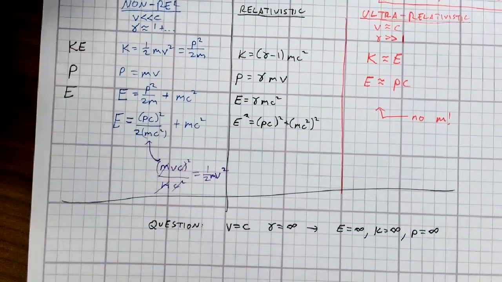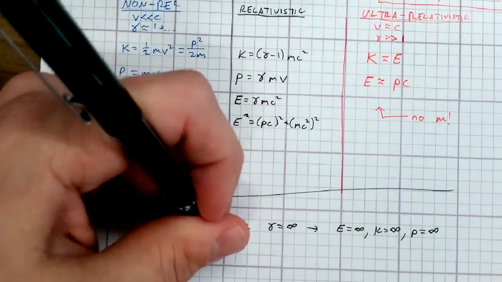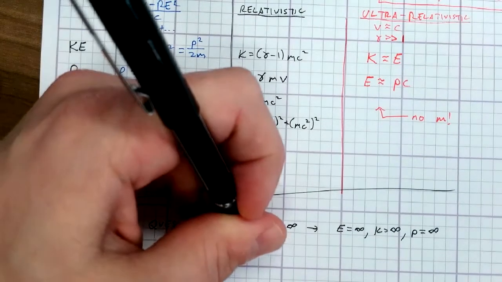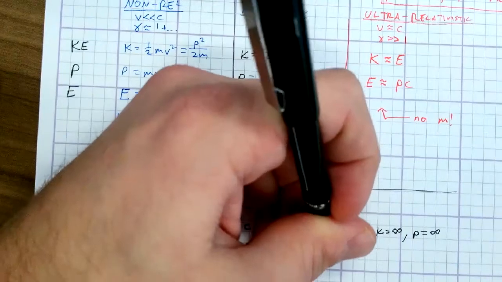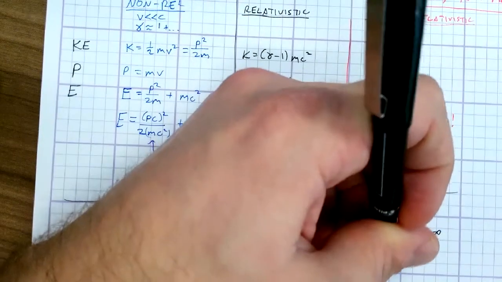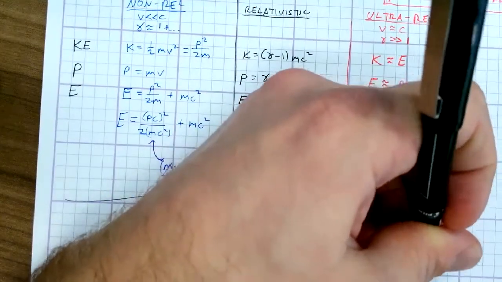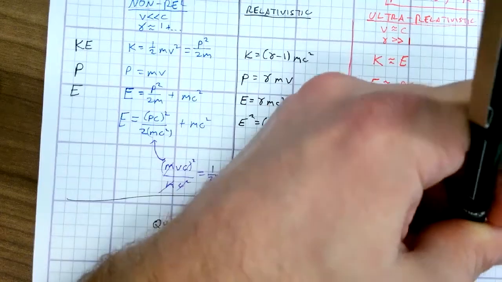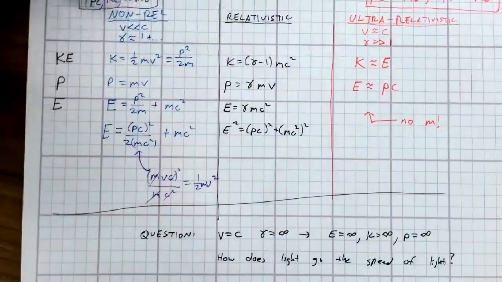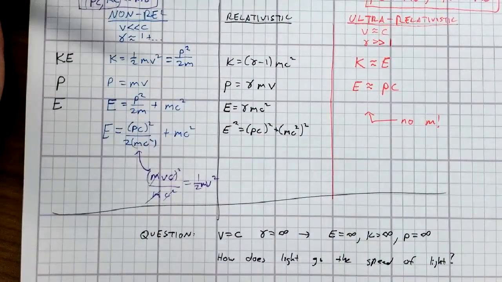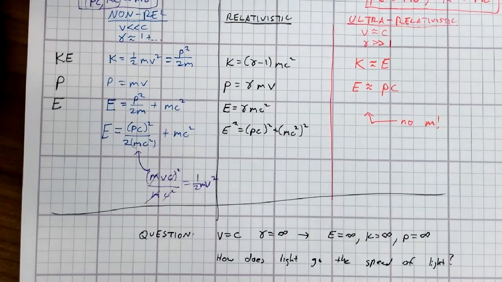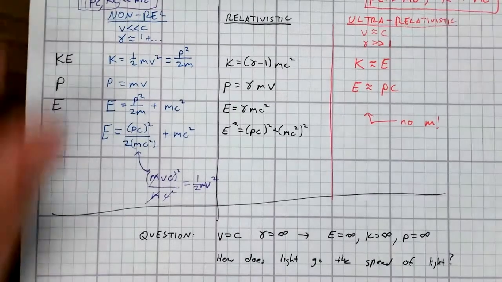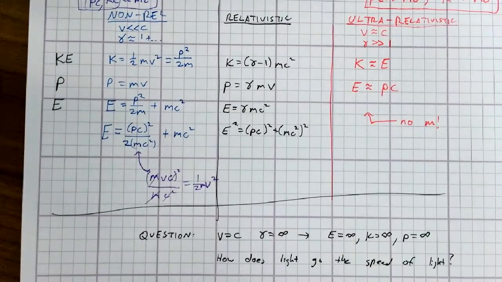So the question then, if going the speed of light is impossible, how does light go the speed of light? Good thing the answer is staring us in the face. There's a beautiful little loophole in these equations that we can take advantage of. Well, hope we get back to answering that later on.